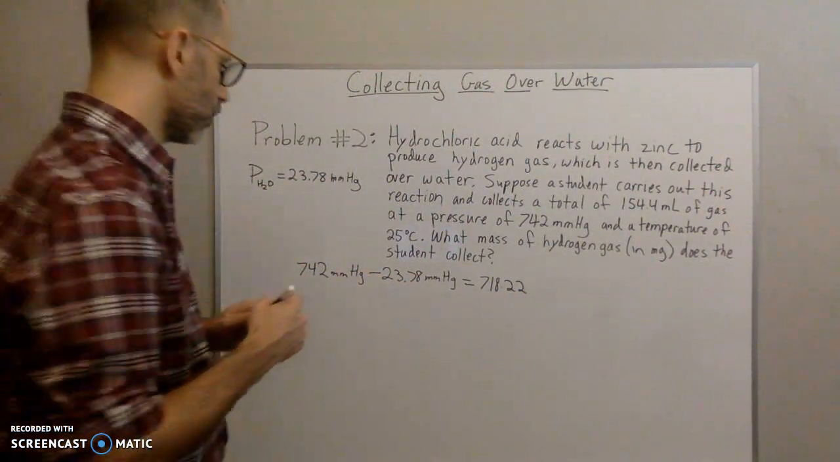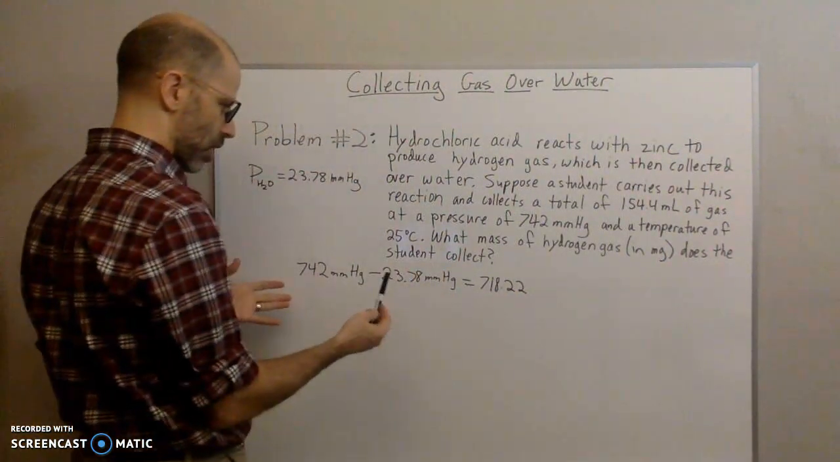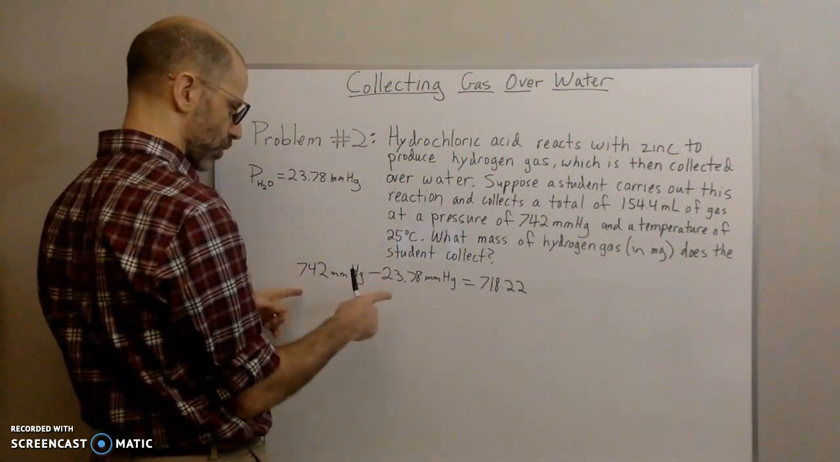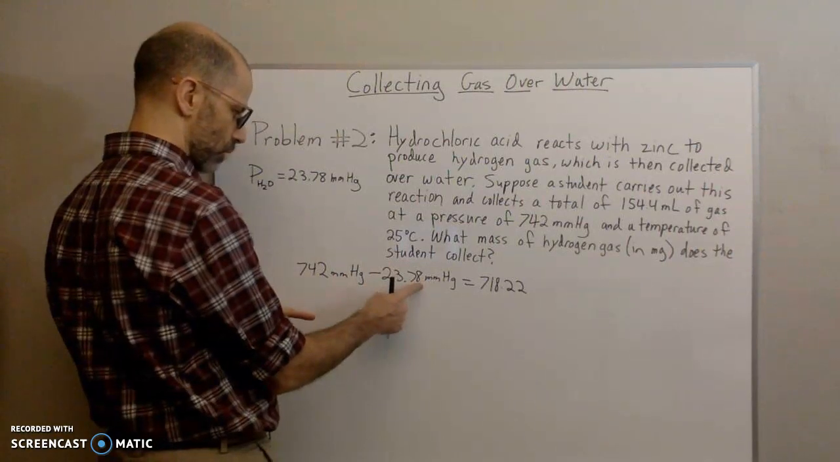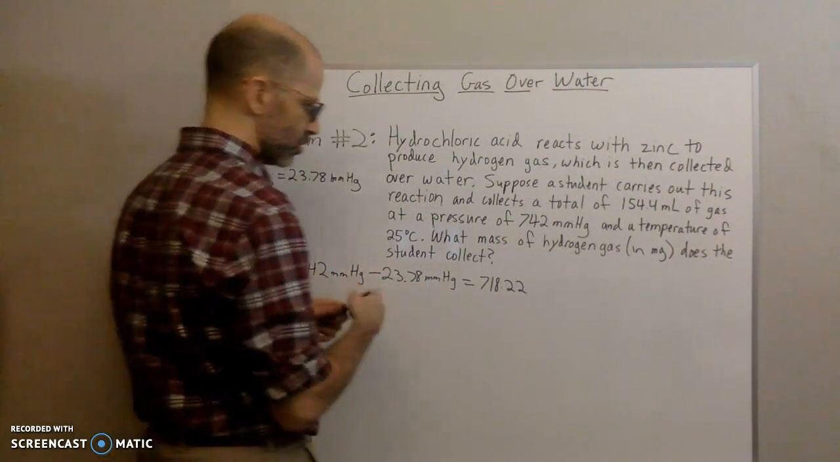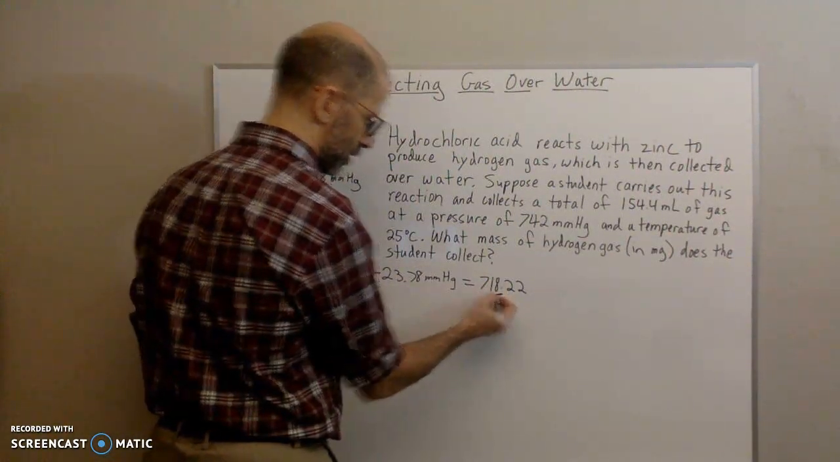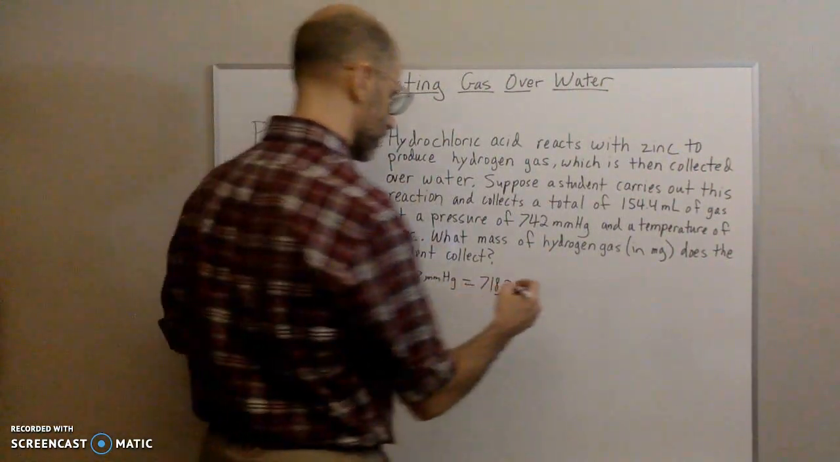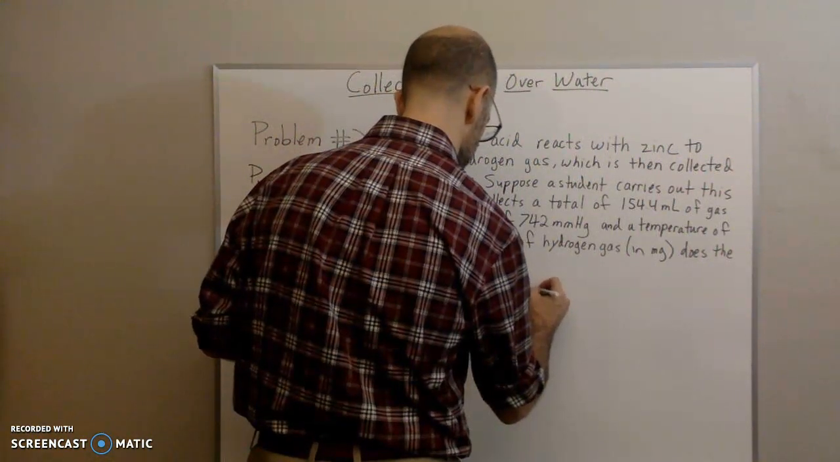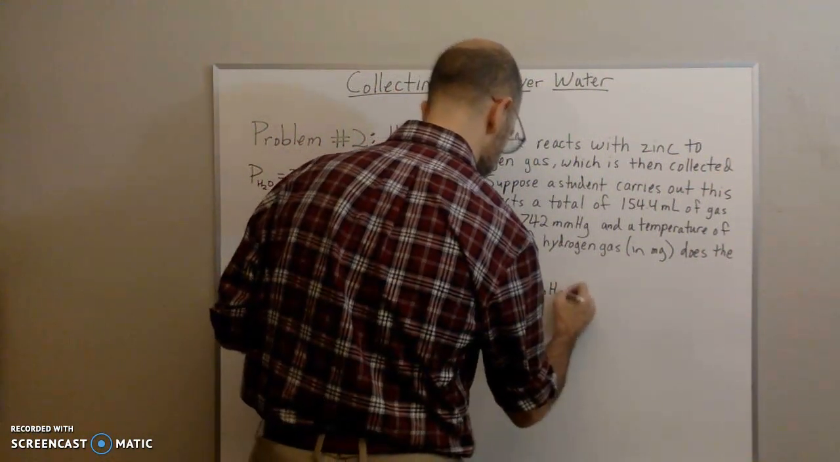We have to keep track of our significant figures. When you're adding and subtracting, it's the least number of decimal places. So two decimal places, and this is the last sig fig in our answer. But we're going to keep the extra digits because we need to continue with our calculation. This is millimeters of mercury.